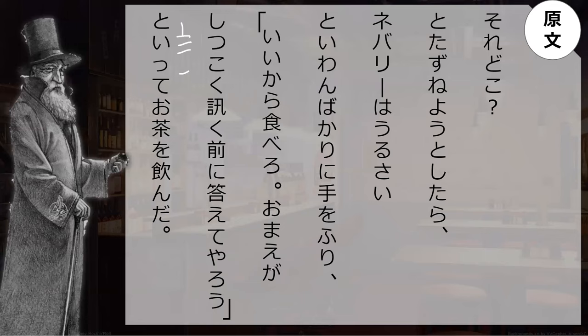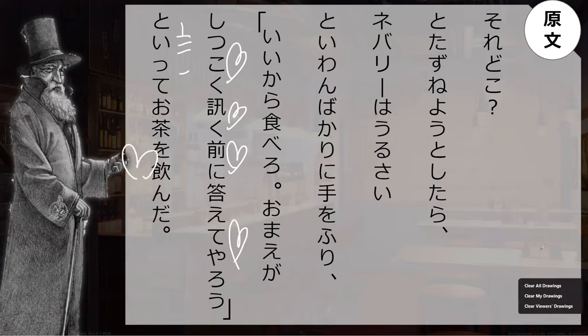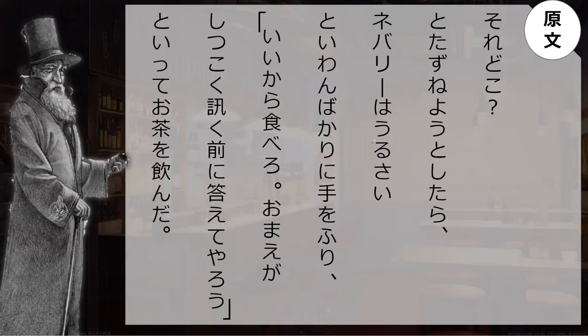Okay, so all together it says, listen to me, you eat, I will give you an answer before you start to ask me persistently. Perfect. Says Neburi, and then he drank his tea. Exactly. Perfect. Phew, good job. I was worried we were not going to make it in time.